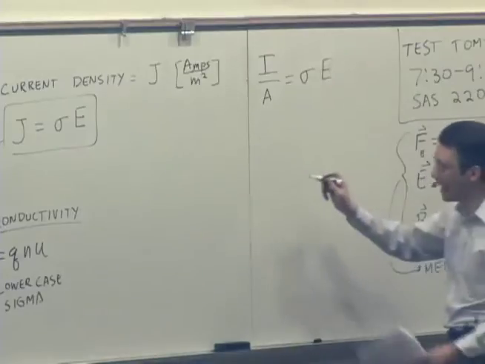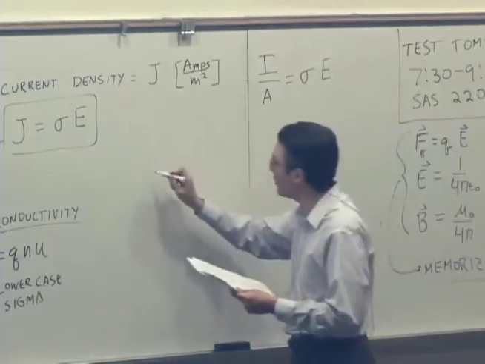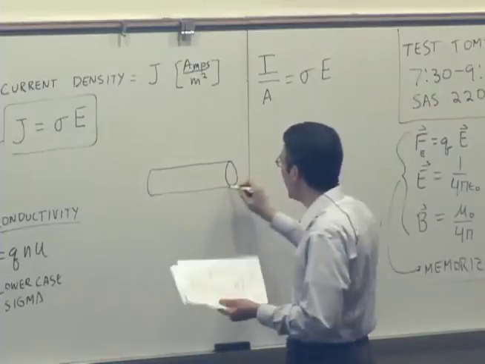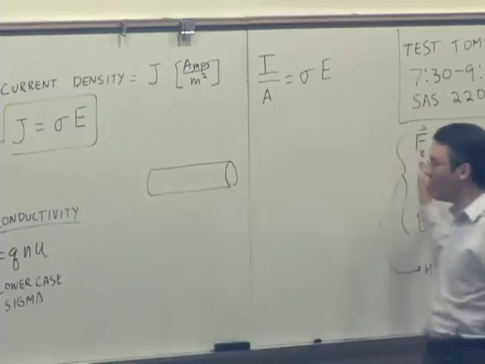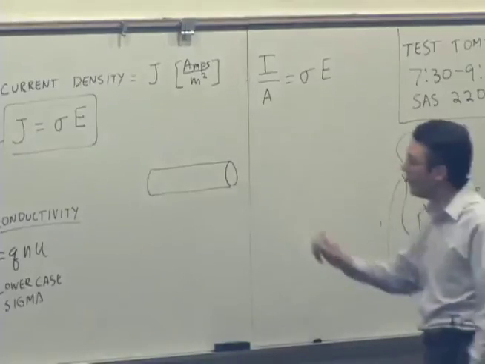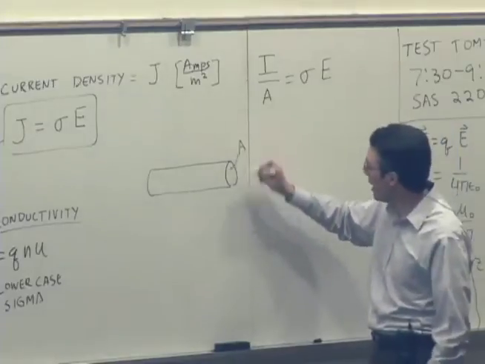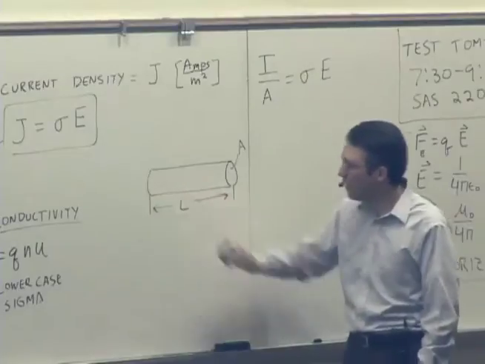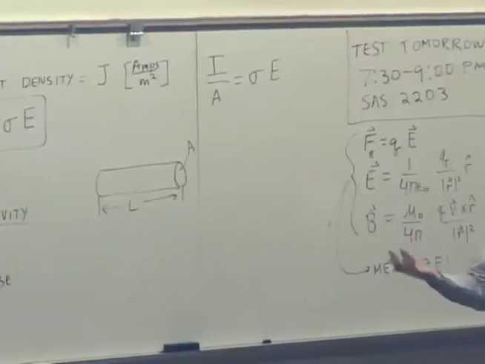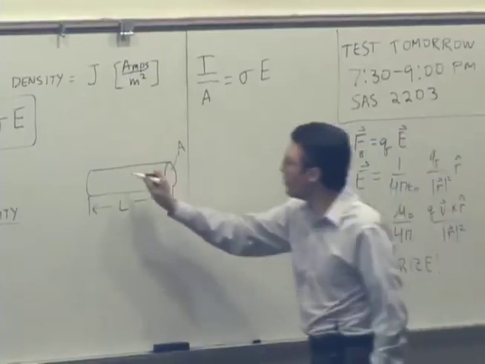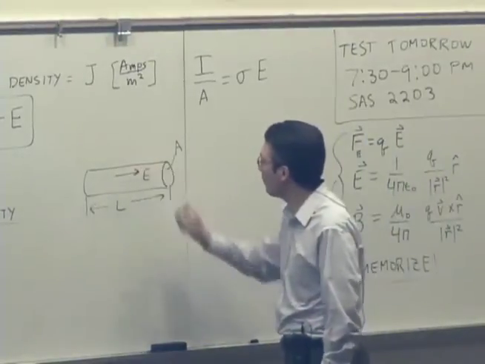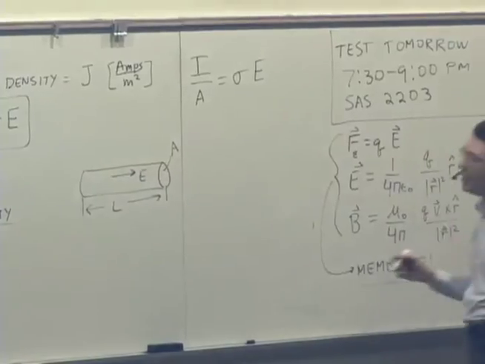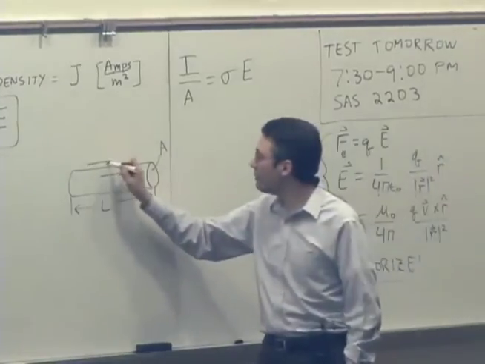Okay, so let's look at a wire, for example. This is a segment of a wire that's connected to a longer circuit. It has a cross-sectional area A. It has a length L. And inside the wire, there's an electric field in some direction. And it's going to cause a current to flow. Conventional current would flow in the same direction.